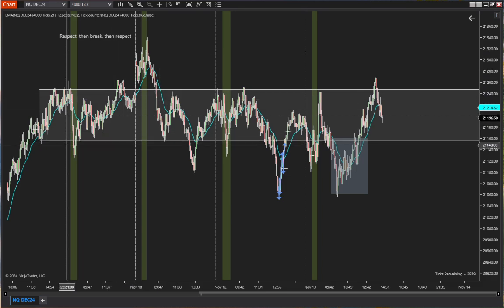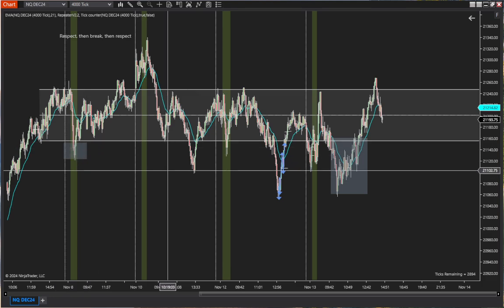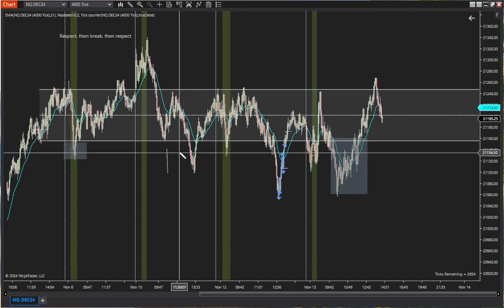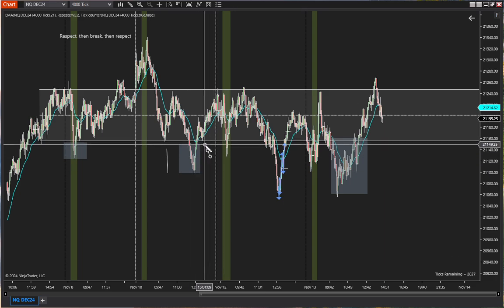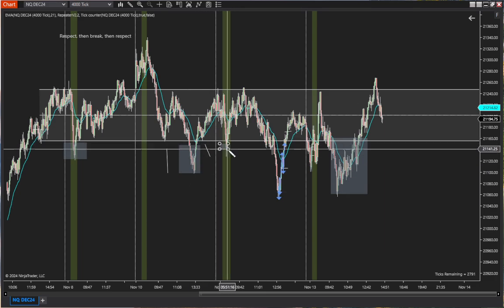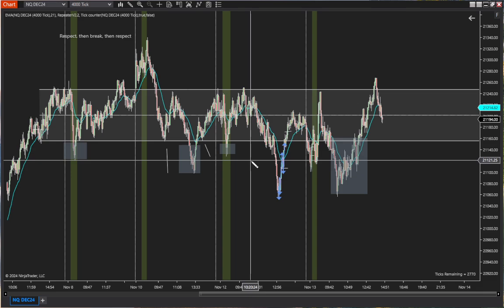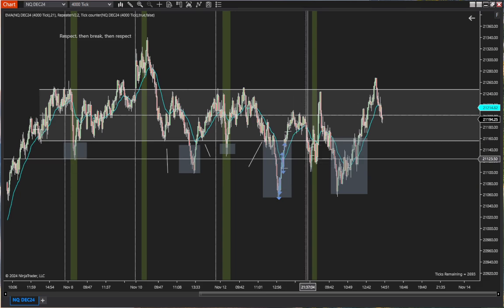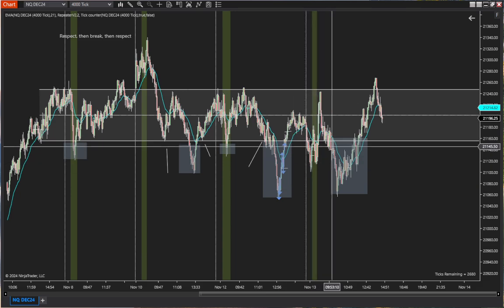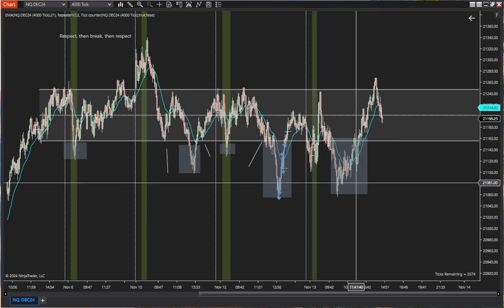Respected, it broke here. Respected right here, broke here. Respected right there, broke here. Started to respect, but then it broke, and ultimately started to kind of chop, and sellers tried to make their moves down, right?